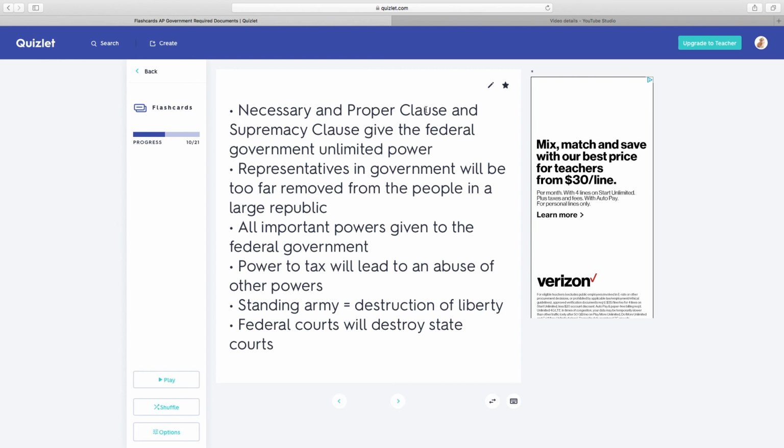The anti-federalists did not like the idea of a standing army. They felt like that could be or lead to the destruction of liberty. And they felt like the federal courts would destroy the state courts. Okay, so here's your Brutus I arguments.